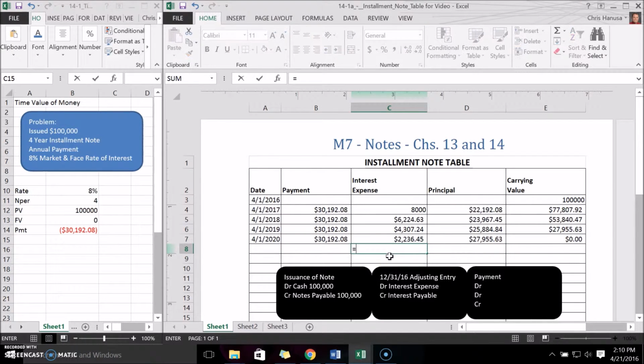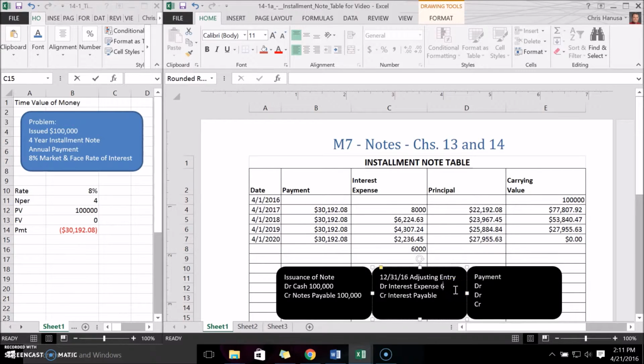At 12/31/16, our principal is still $100,000. Our rate is still the 8%. But then think from April to December, how many months have happened? What's the time? April through December is 9 months out of the year, so 9 divided by 12. And we see that our adjustment here needs to be for $6,000. So $6,000 of our interest is accrued in the year 2016.